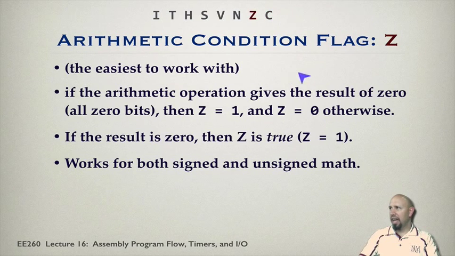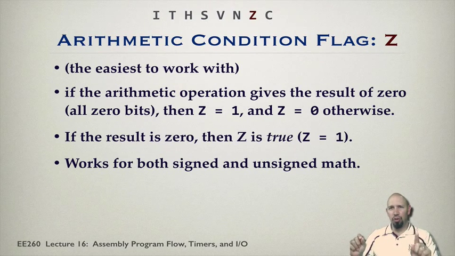Let's move on next to the Z flag. This is in a sense the easiest one to work with. If the arithmetic operation or logical operation gives the result of 0, that is all 0 bits, then Z is 1. Z is 0 otherwise. So if the result is 0, you can think of it this way: Z is true. It's easy to think the result is 0, so Z is 0. No, it's not like that. The result is 0, Z is true. That means it's 1. So that's the way you need to think of it. And the Z bit works for both signed and unsigned arithmetic. That's helpful, and again, that's the easiest one to work with.